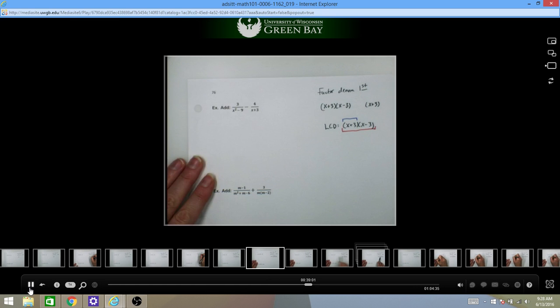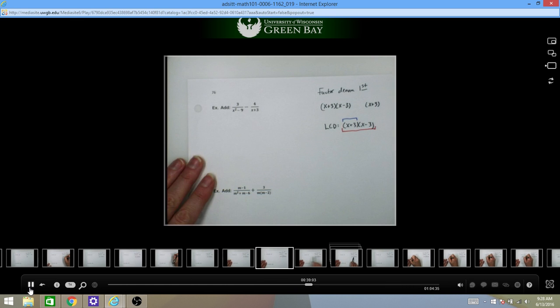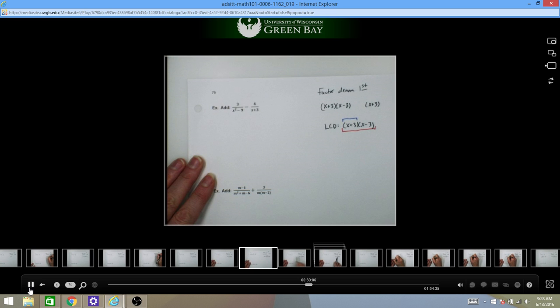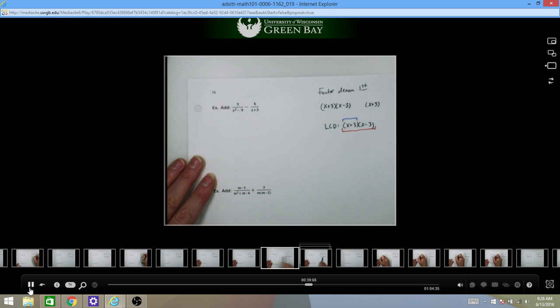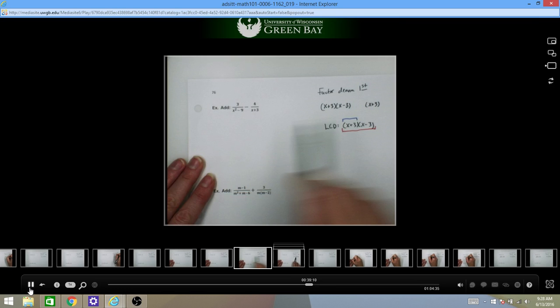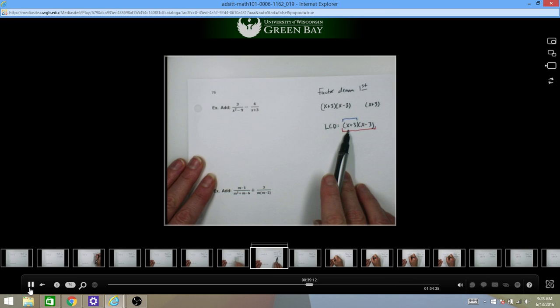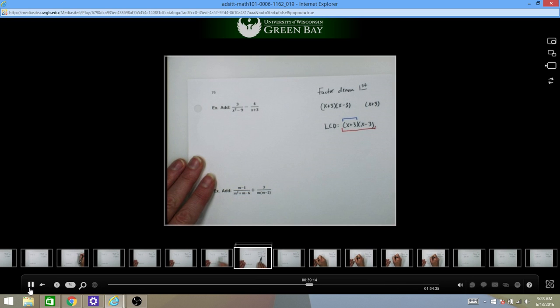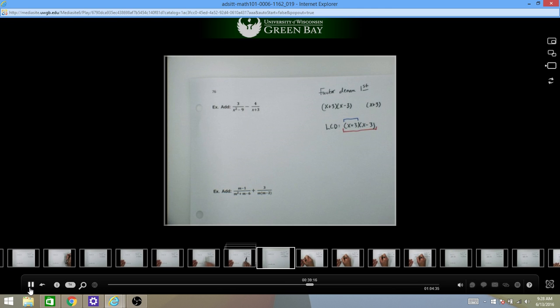How come you wouldn't have to take the whole thing times the exponent of the second? So you only have to have this denominator showing in it somewhere. Okay. So it doesn't have to be in addition to, it just has to be in there somewhere. Any other questions?